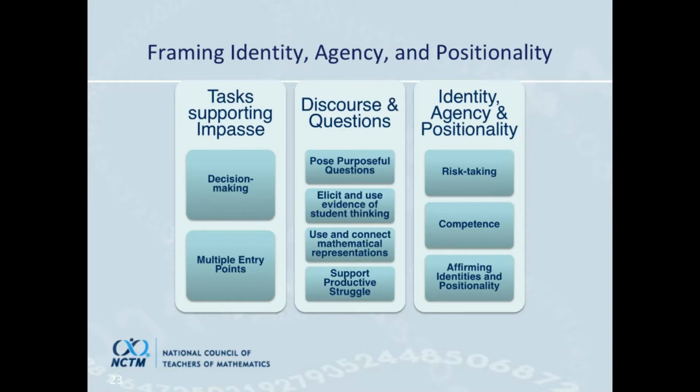I think that we have to find tasks that put students at an impasse. How do we create a task that supports an impasse? An impasse might mean that they have to make decisions about their thinking or that the task might have multiple entry points. I also think that we have to think about the ways that we engage in discourse. Broaden the space of discourse so more students are participatory. And I think we increase participation by engaging in discourse. That might be questioning, listening to students answer, use of representation, productive struggle. And then the last thing is supporting risk-taking and competency and affirming one's identities.